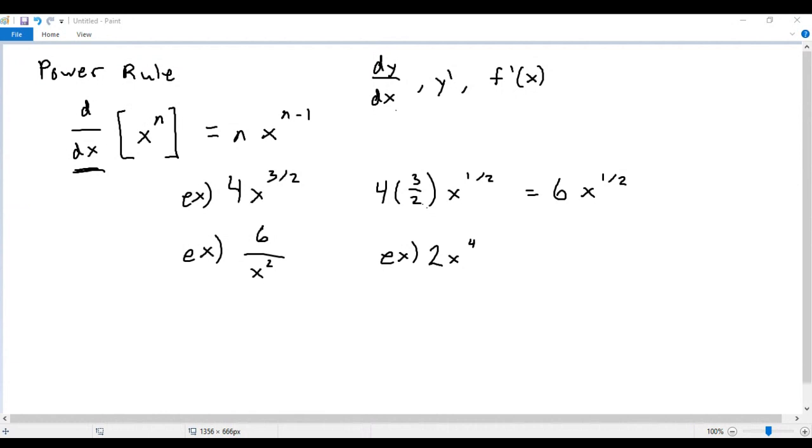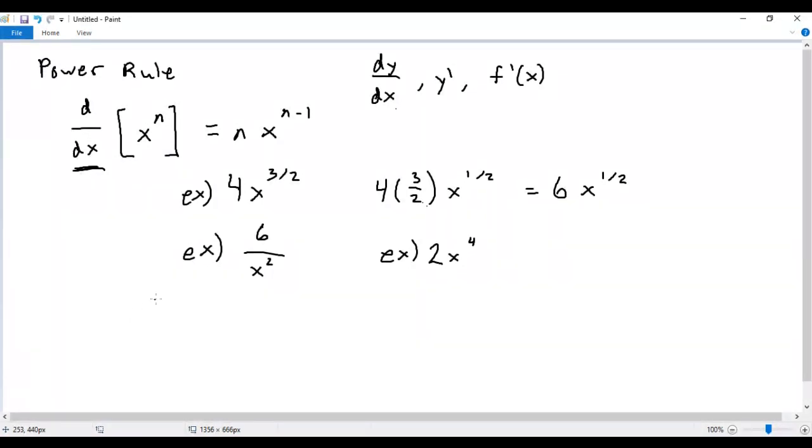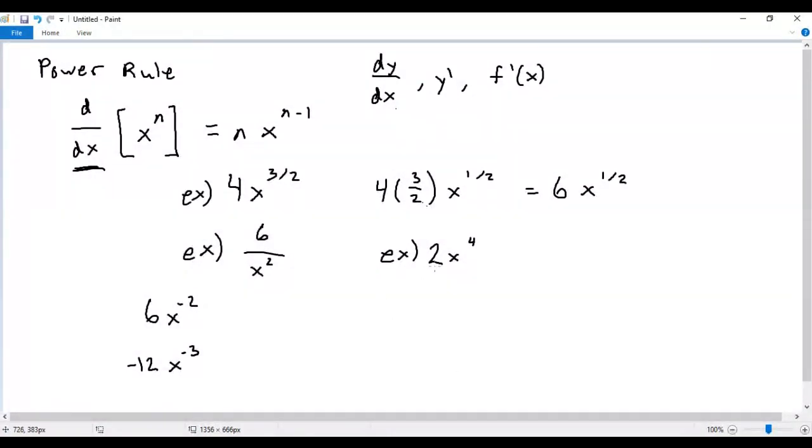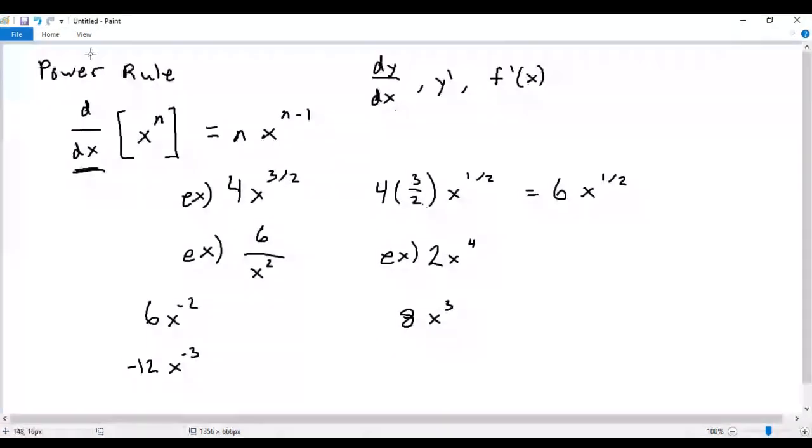One is negative 12x to the minus 3. Good, good. Again, we can rewrite this 6 over x squared as 6x to the minus 2. So then we multiply by our power. So we get negative 12, then decrease the power by 1. All right, what about number 2? 8x cubed. Good job. We just have 4 times 2 is 8, then decrease the power by 1. That is the power rule.